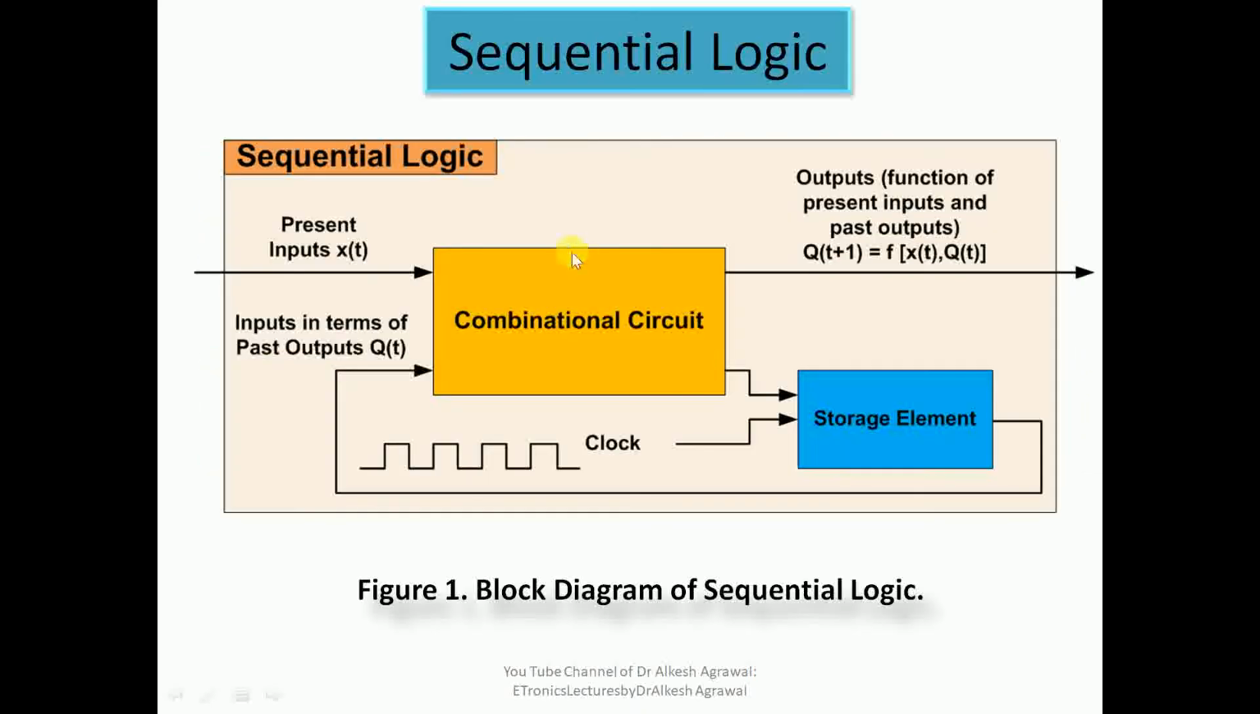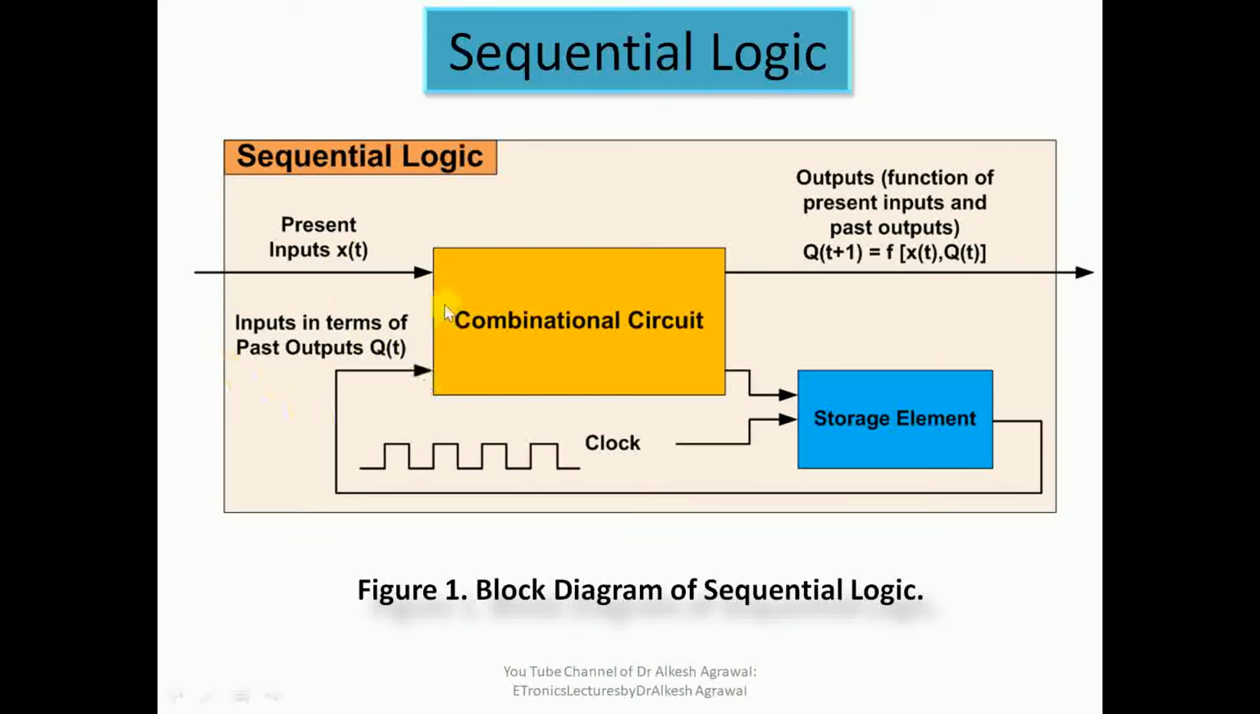Now, before going into the details of the JK flip-flop, let us briefly discuss sequential logic. I have already discussed it in detail in my previous lecture on the SR flip-flop, but here again I'll discuss in brief what is sequential logic. Sequential logic mainly comprises a combinational logic together with a storage element. In this sequential logic, the output at a particular instant, depicted as Q(t+1), depends upon the present input as well as the past output, that is X(t) and Q(t).